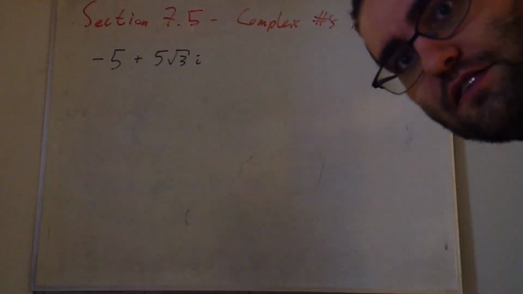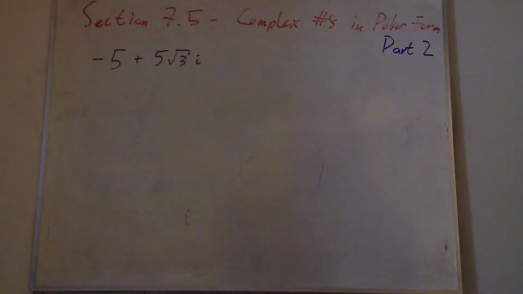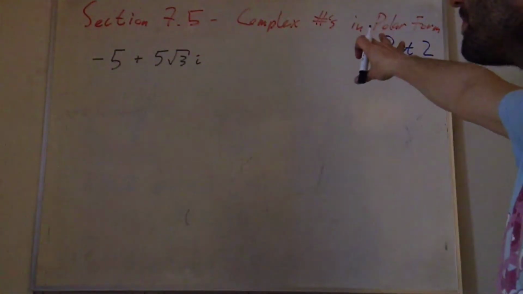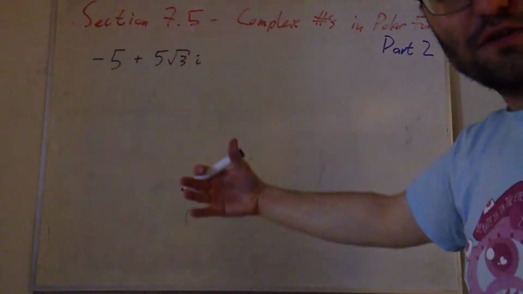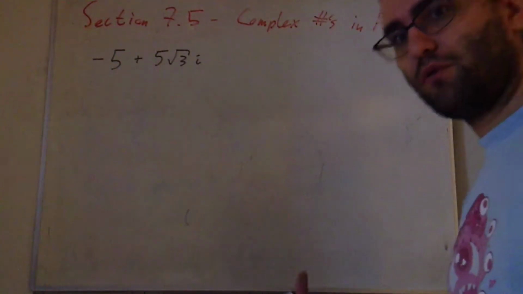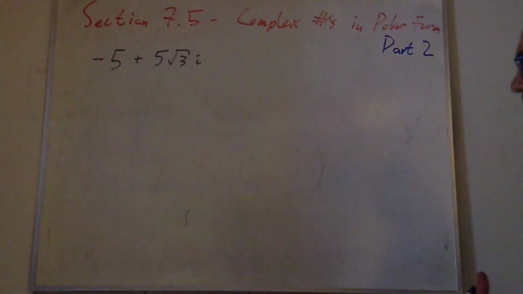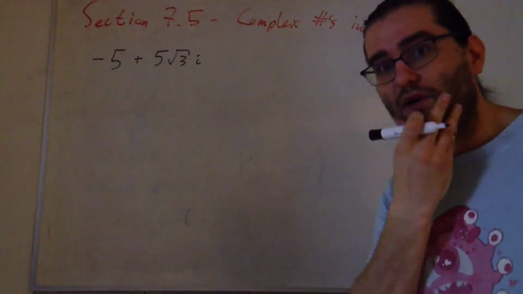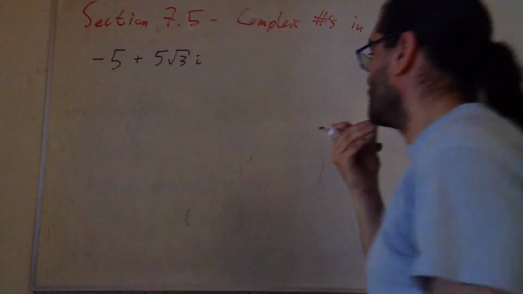Welcome back. This is part 2 of our final video series. We're going to talk about complex numbers in polar form. This video is just going to be a couple examples going back and forth from polar to rectangular, rectangular to polar. And then in the next video we'll talk about why this is important and what we're doing it for.